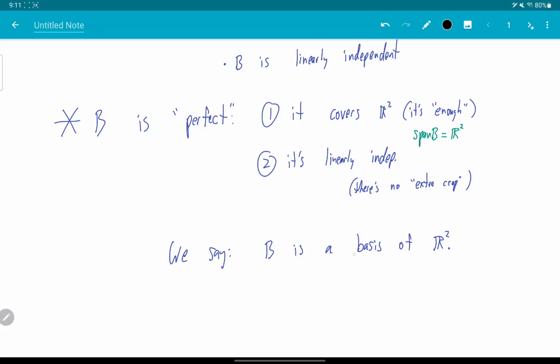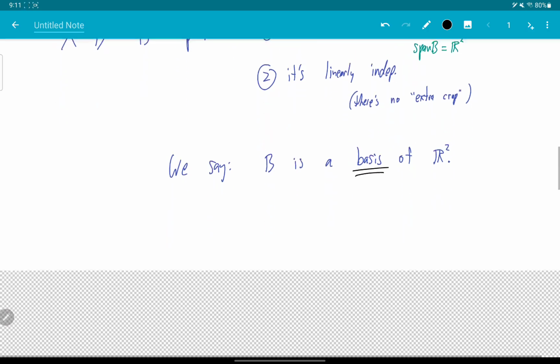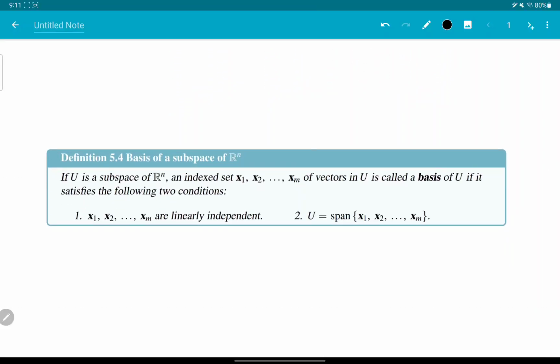Okay, we should underline this word here since we're defining a new thing. And the formal definition is right here. So pause and copy this. Now you will see that we can have a basis for any subspace of Rn. We just need the set of vectors to span the U in question, and we need them to be linearly independent.